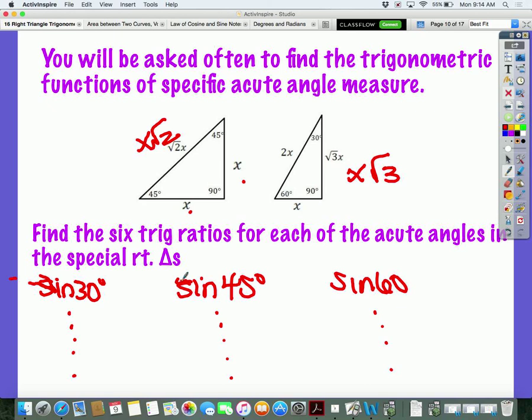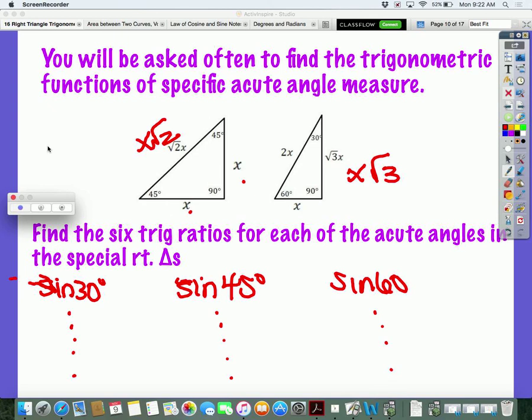The reason why is because you will be asked often what these different trig ratios are for these angles. You will see these again. So I want you guys to go ahead and derive them now. Take the rest of the class to find the sine, cosine, tangent, cosecant, secant, and cotangent for 30, for 45, for 60. Make it nice and neat, so that way you can look back on it.